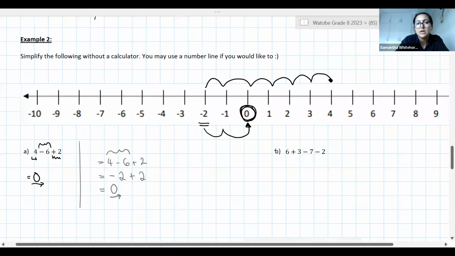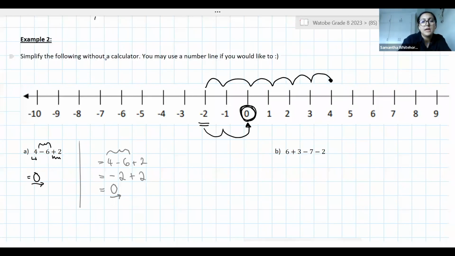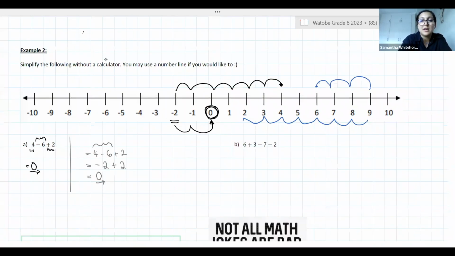Fantastic, well done. So guys, again, I'm going to just use my number line, but you don't have to. If we start at 6, which is over here, and we add 3, maybe I should keep my number line going here. 1, 2, 3 to 9. Now I subtract 7, so I'm moving left. 1, 2, 3, 4, 5, 6, 7. And then I subtract another 2, 1, 2. And so again, I end up at 0.